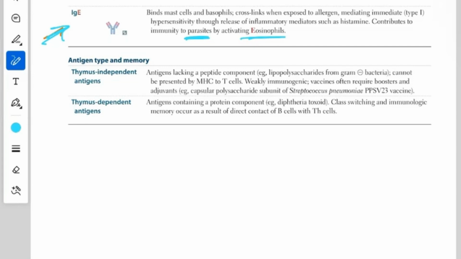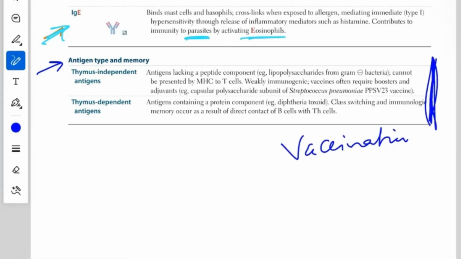All right, so moving on, coming down here to antigen type and memory. So this whole space here, this table is talking about vaccination. So there are different types of antigens in a vaccine. Some are T cell independent, some are T cell dependent, right? What's the difference? Vaccines that are T cell independent contain antigens that will not be seen by the T cell. The T cell cannot recognize them.